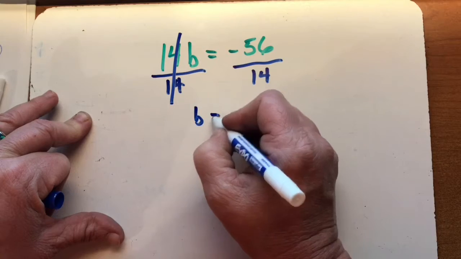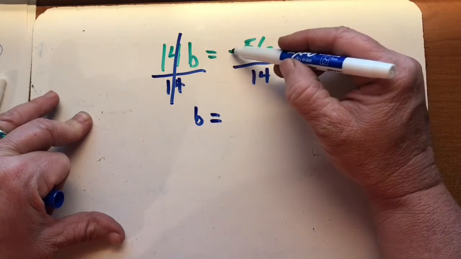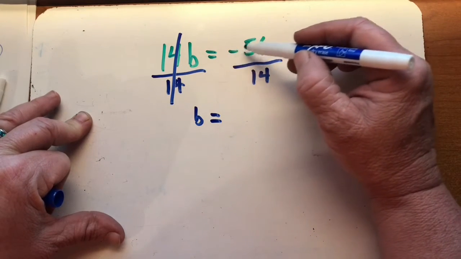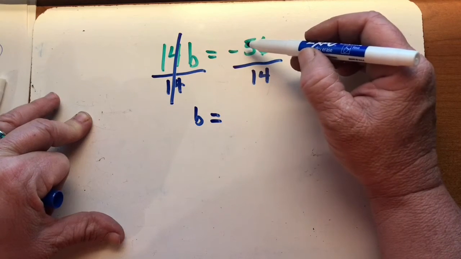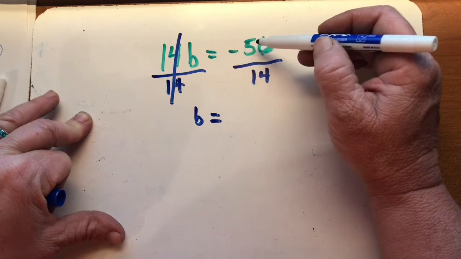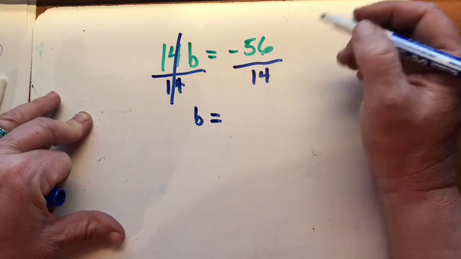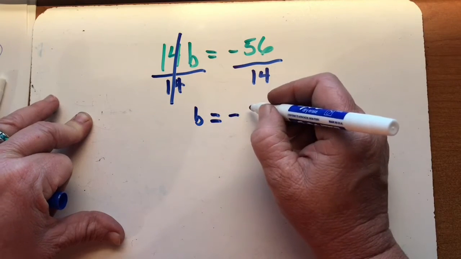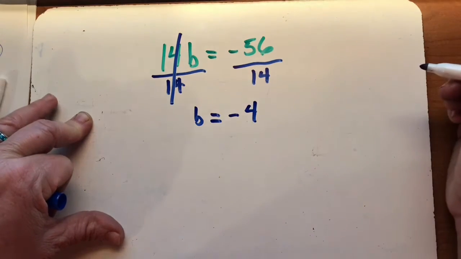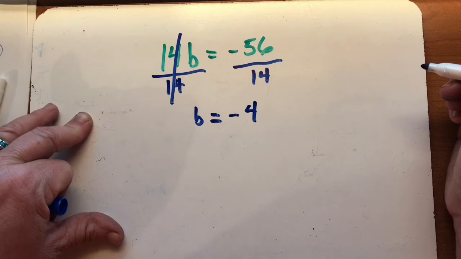I'm left with 1b, and then I do math here. Now remember, don't take these negatives for granted. Don't drop your negatives, okay? Use a calculator if you must. A negative divided by a positive is a negative, and this is going to be -4.